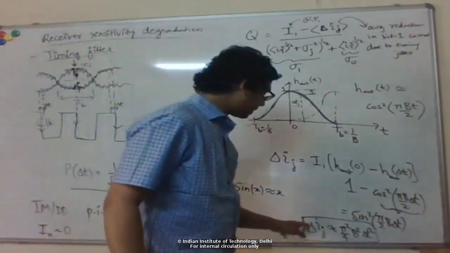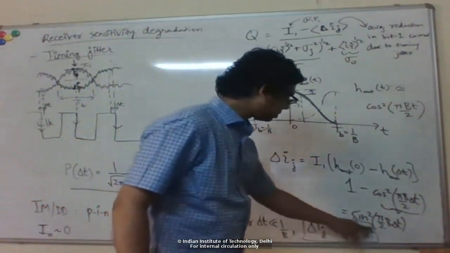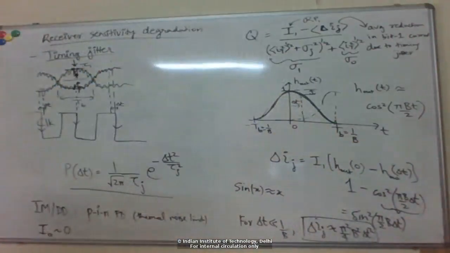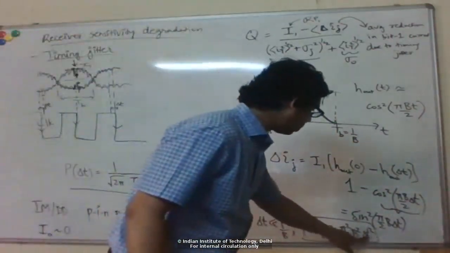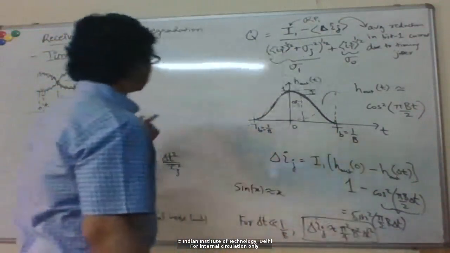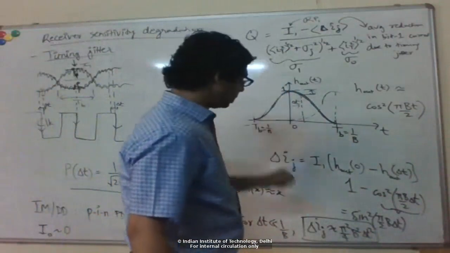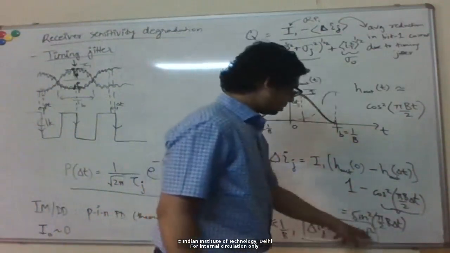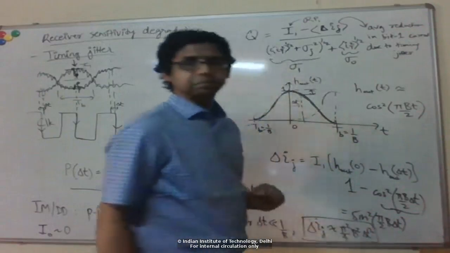So that's the reduction in the photocurrent due to the jitter. It scales as the square of the timing jitter, delta t square. That makes sense because it should not matter whether delta t is positive or negative, I always get a reduction. So that's why there is this delta t square here.